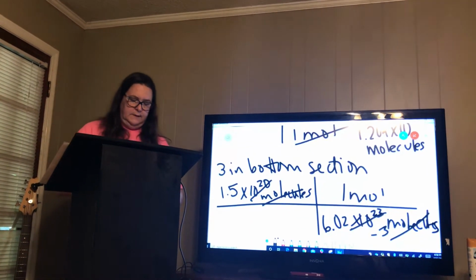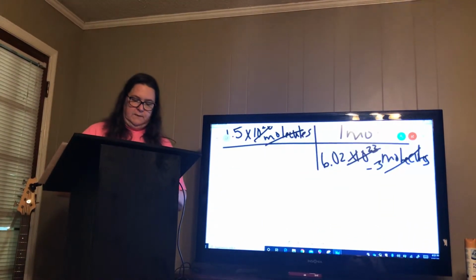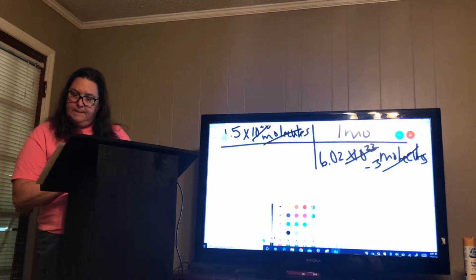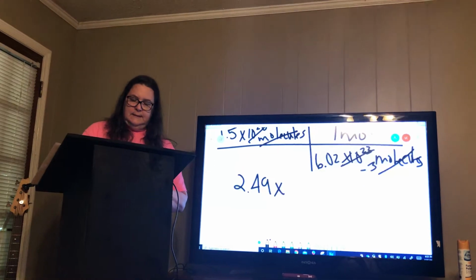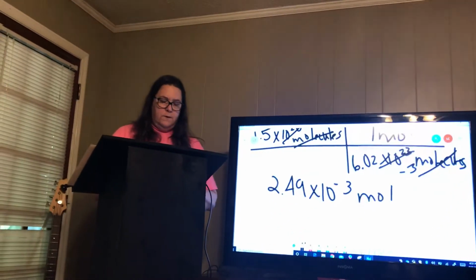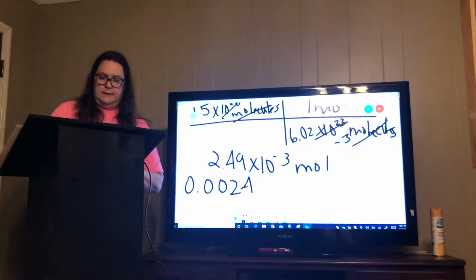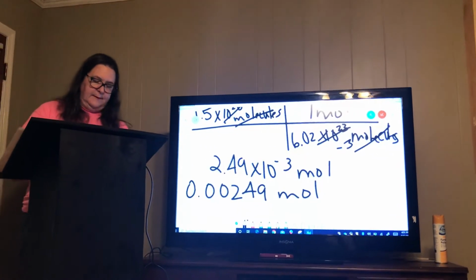When I do the math, of course y'all can type it in the calculator. I have to do it the old-fashioned way. So I get 2.49 times 10 to the negative 3rd mole, or if you want to write it out, 0.00249 mole. However you want to write that out is fine with me.